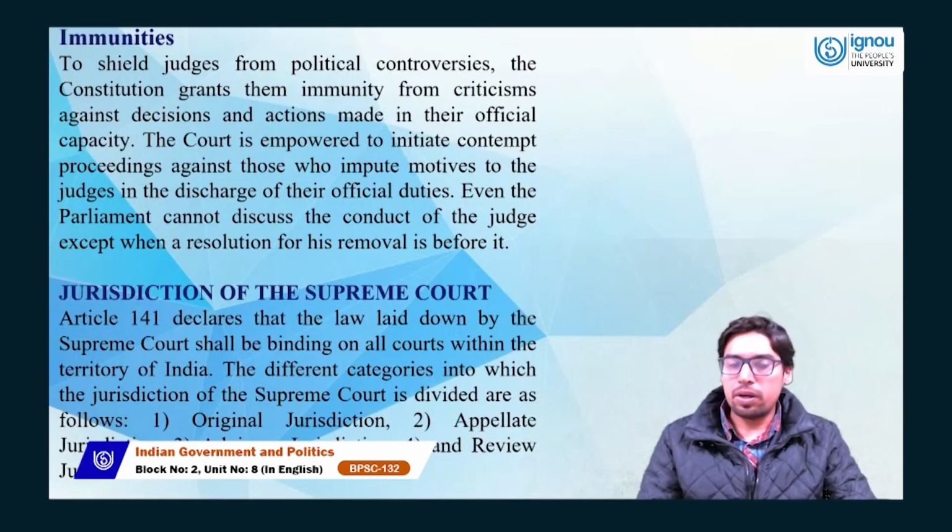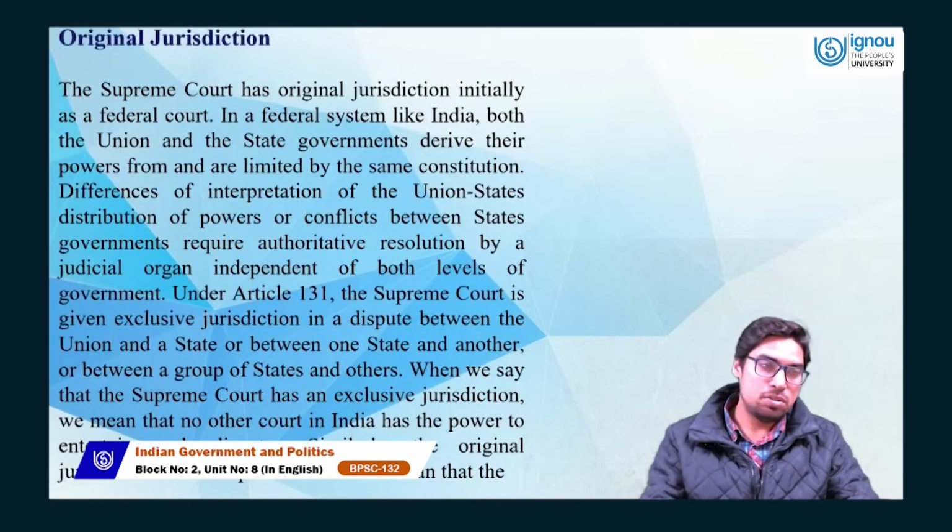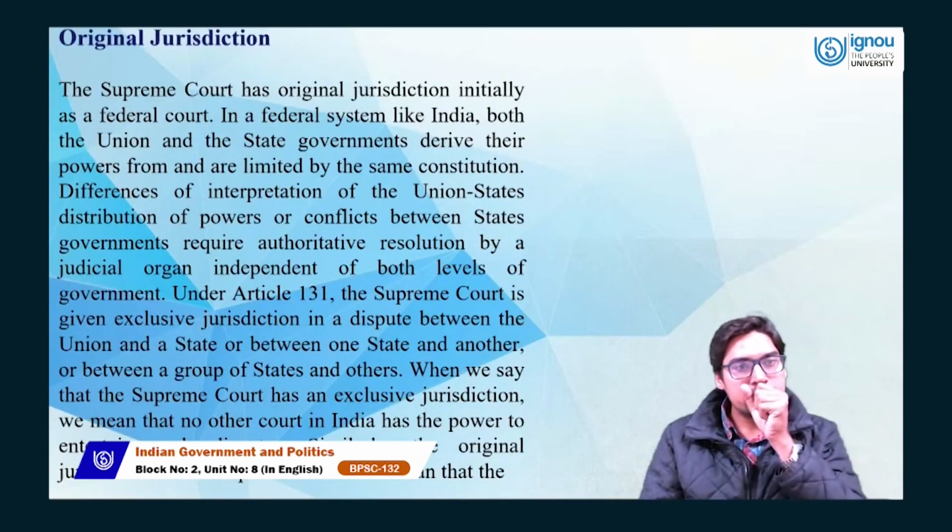The jurisdictions of the Supreme Court: Article 141 declares that the law laid down by the Supreme Court shall be binding on all courts within the territory of India. The different categories into which the jurisdiction of the Supreme Court is divided are as follows: original jurisdiction, appellate jurisdiction, advisory jurisdiction, and review jurisdiction. Original jurisdiction.